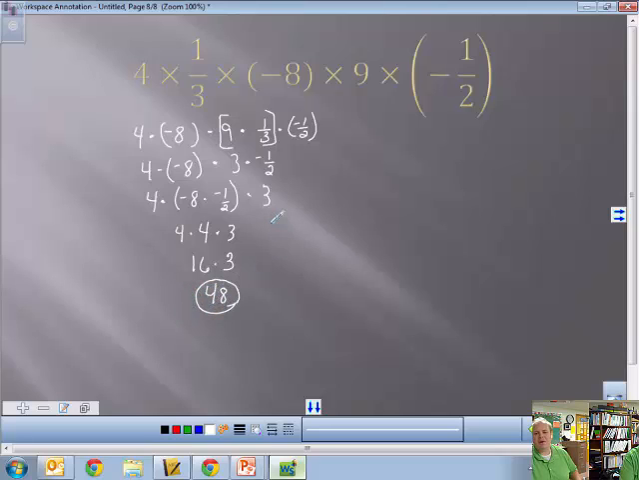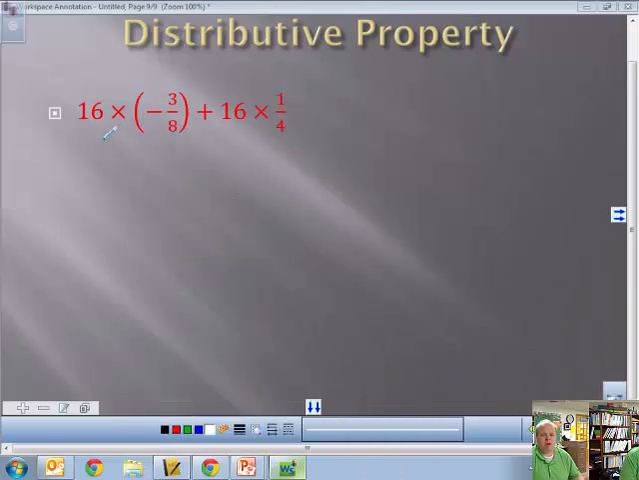16 times 3 is going to be 48. Now, this isn't the only way I could do this problem. There's a couple different ways I could have done it. It's just how I chose to do it this time. So in this problem, I'm going to look at the distributive property again. However, I'm going to change the grouping and how I'm looking at things. So I'm going to rearrange this because I have 16 times a negative 3/8 plus 16 times 1/4. Well, I could go 16 times a negative 3/8 plus 1/4.